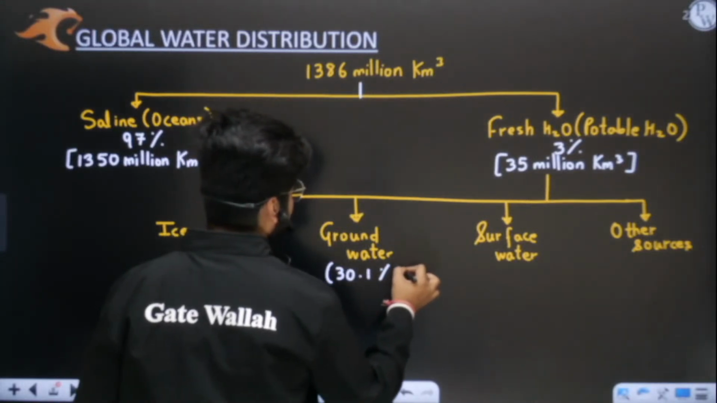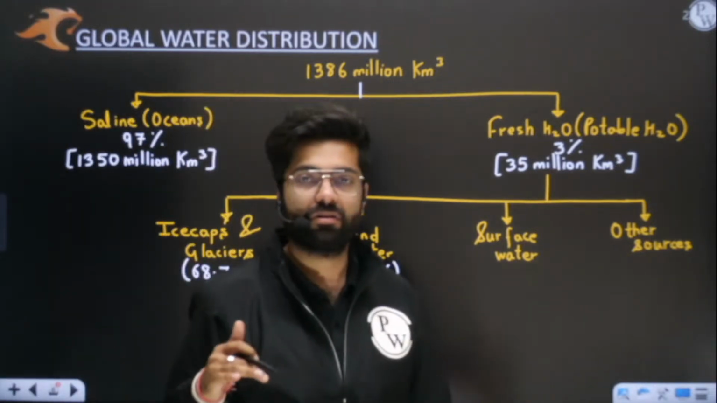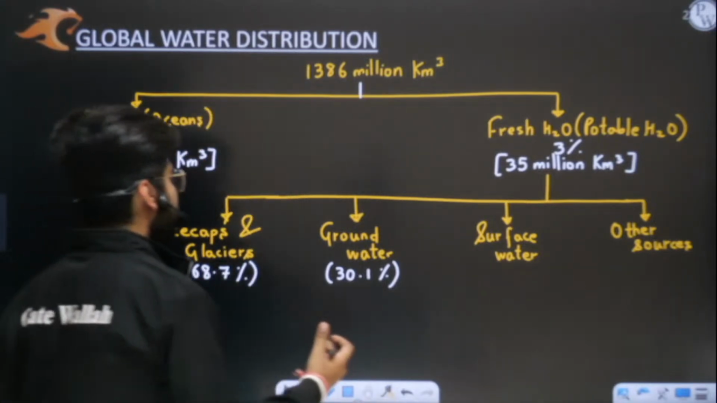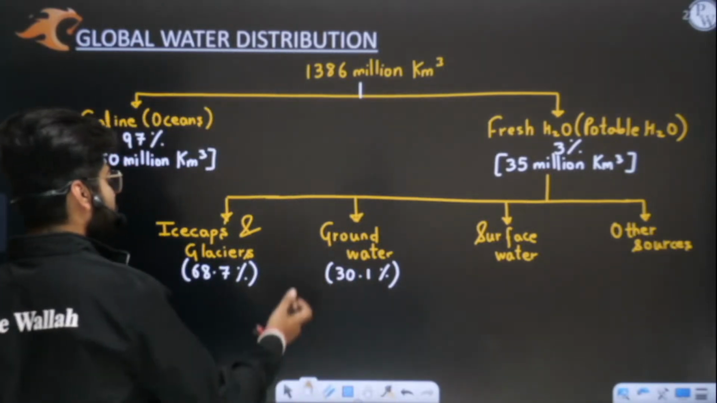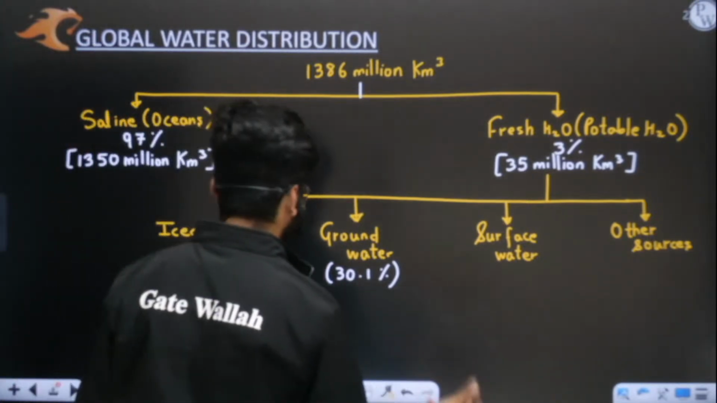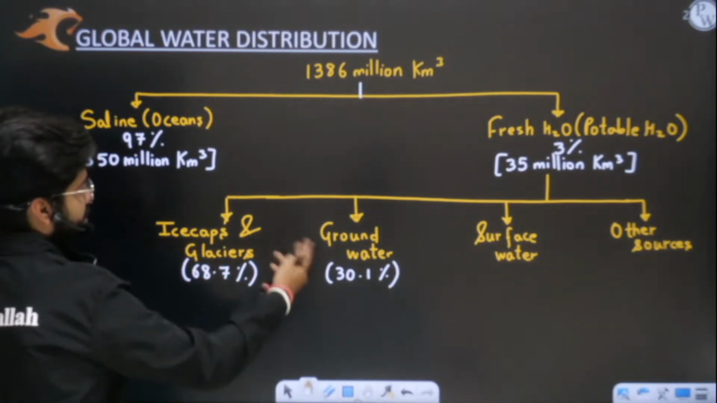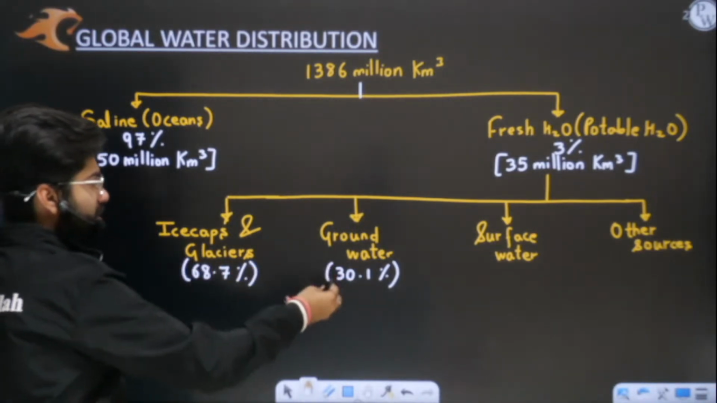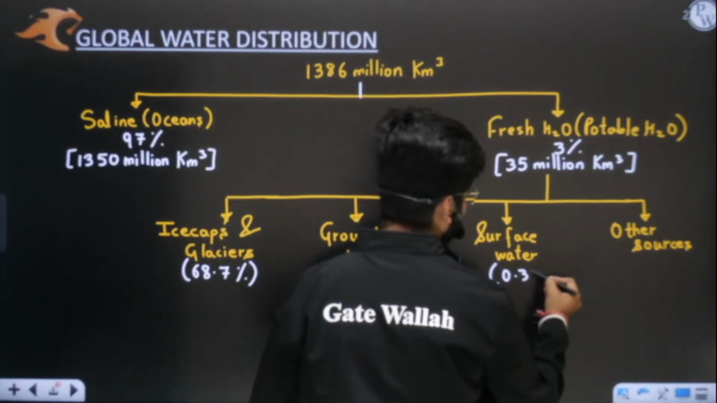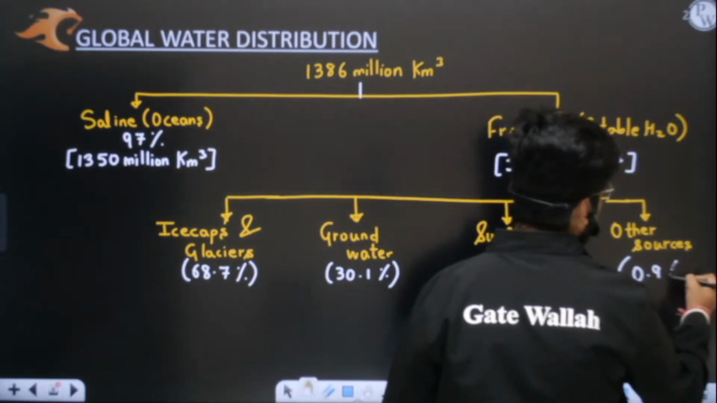Approximately 30%, exactly 30.1%, of water is present in the ground. You all know that we excavate wells. The water coming from the ground is groundwater, approximately 30.1%. So 70% is frozen, 30% is in the ground, and the remaining surface and other sources are very, very little. On the surface you have only 0.3% of water, and in other sources only 0.9%.